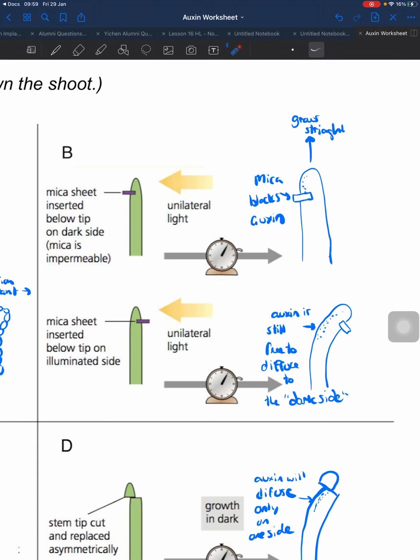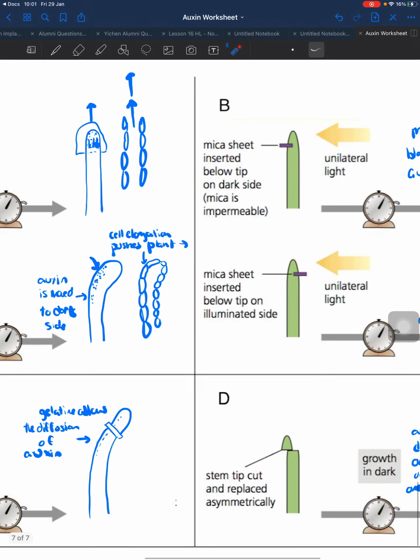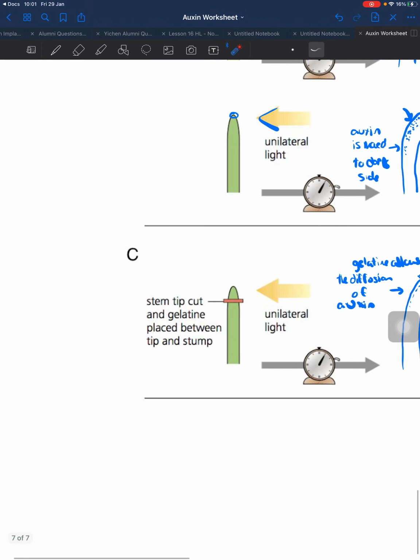Okay. However, if we put the mica sheet on the opposite side here, nothing really happens because remember the light's coming this way, so all the auxin diffuses towards the dark side here. But that mica sheet is on the light side, so it doesn't matter. The plant doesn't care there, so we know it diffuses down that way. So these cells elongate on the dark side, pushing the auxin that way. All right.